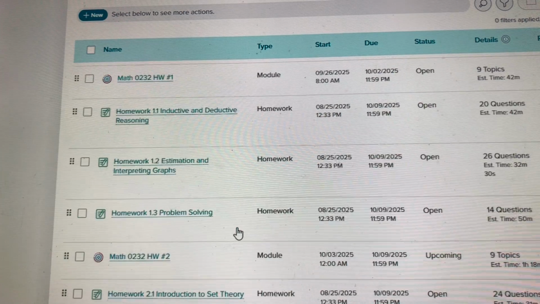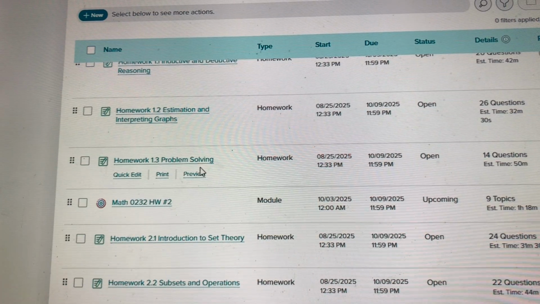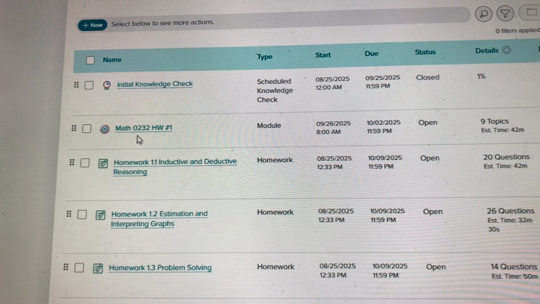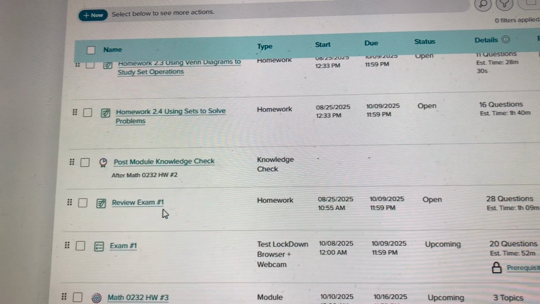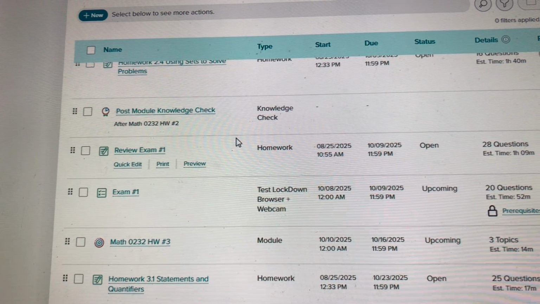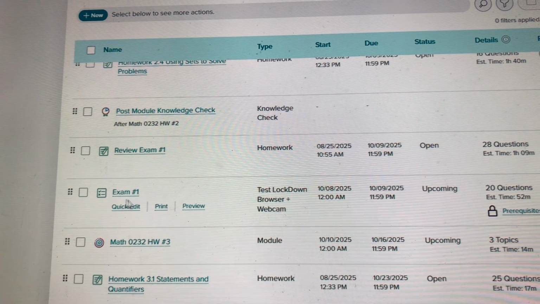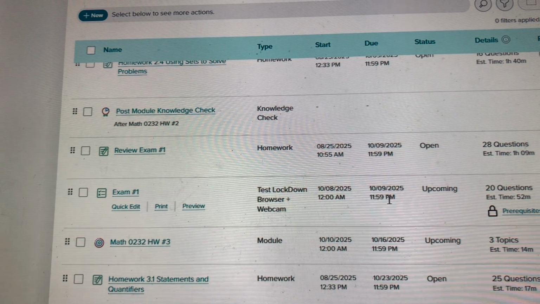Here it is. Okay. So we did the three sections of chapter 1, and there were 4 sections of chapter 2, and there were a couple of the 0232 homeworks as well. And then they always throw some knowledge checks in every so often, but review exam 1, and then you'll take exam 1 on October 8th or 9th.